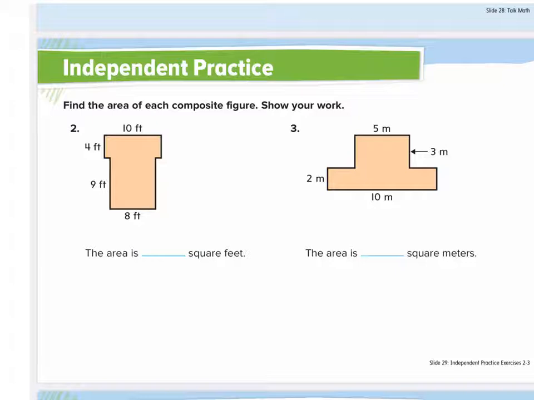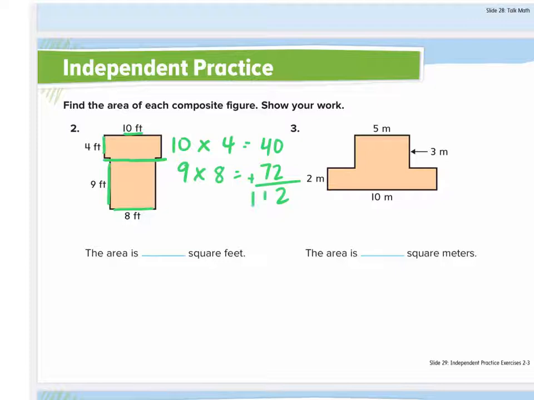Now finding the area of these composite figures. Breaking it apart into two rectangles, I'm going to go right here because it already has a length and a width, and a length and a width given to us. I don't have to do any extra work here. So 10 times 4 and 9 times 8. 10 times 4 is 40, 9 times 8 is 72. Add those together, and we have 112 square feet.